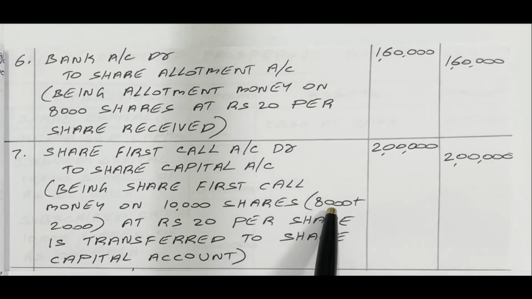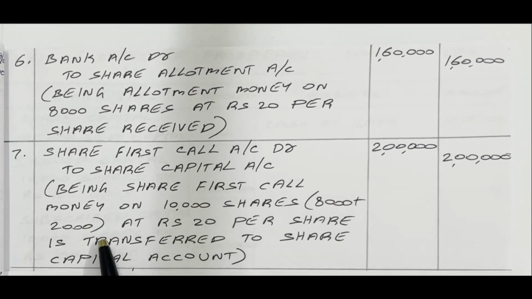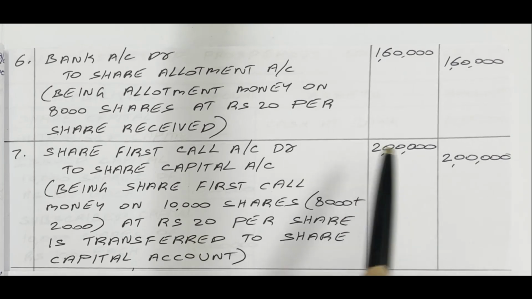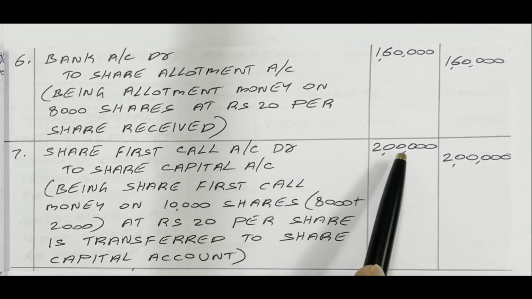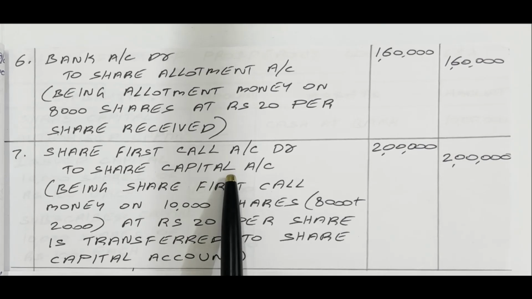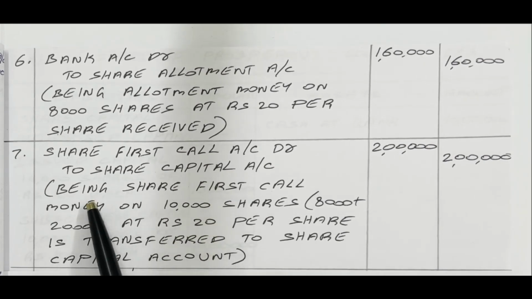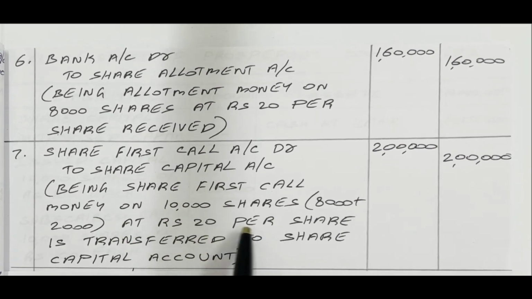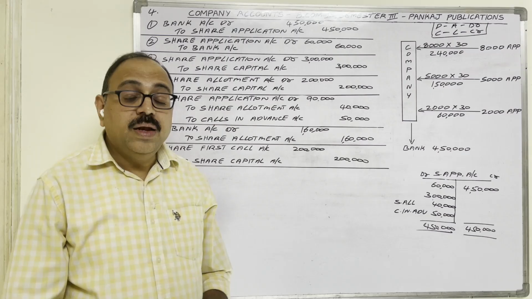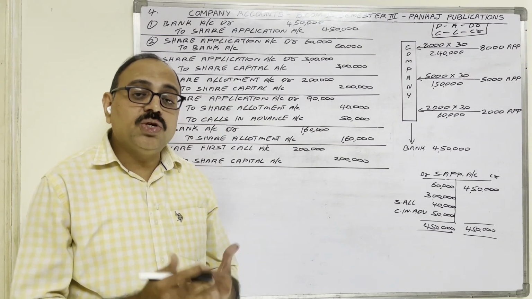Company allotted 8,000 plus 2,000, total 10,000 shares now. On one share, first call amount is 20 rupees. So 10,000 into 20 rupees, 2 lakh rupees should come towards first call. That amount we are transferring to share capital now. Mention that in the narration: being share first call money on 10,000 shares at 20 rupees per share is transferred to share capital account. Next entry is for receiving first call money.